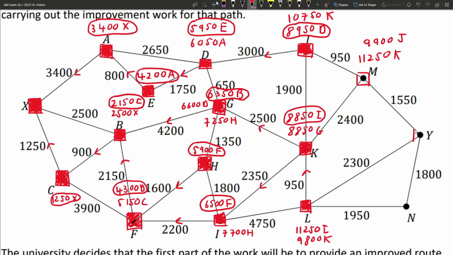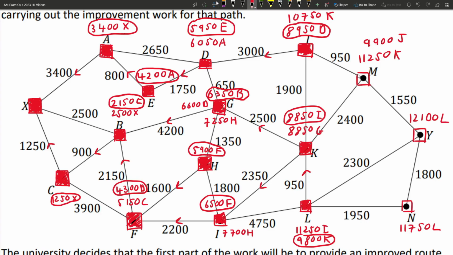So now we box the ones that it's connected to. So for N, we have, and circle the value we're using, which is 9,800. So now 9,800 plus 1,950 is 11,750, and that's going through L. And for Y, we have 9,800 plus 2,300 is 12,100. That's going through L. Which one's the smallest? Well, M is the smallest.